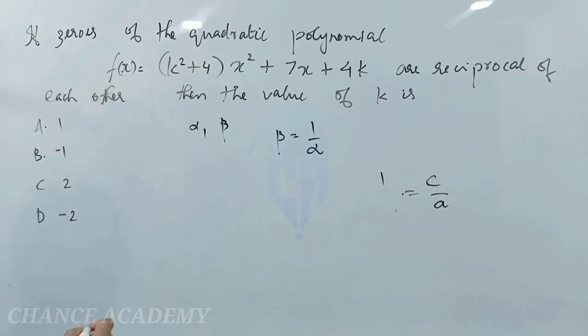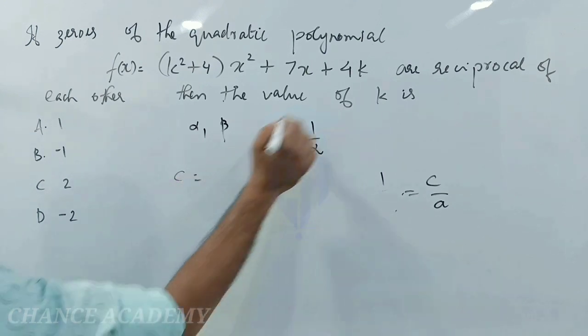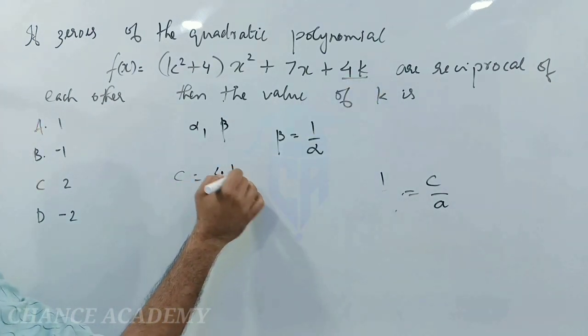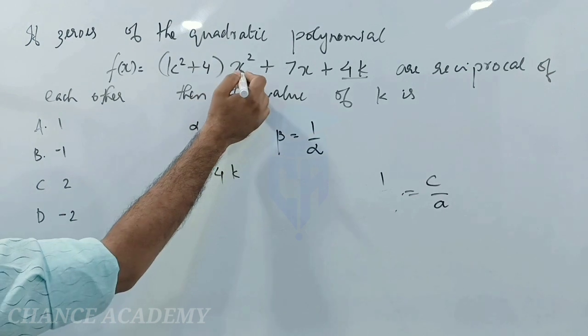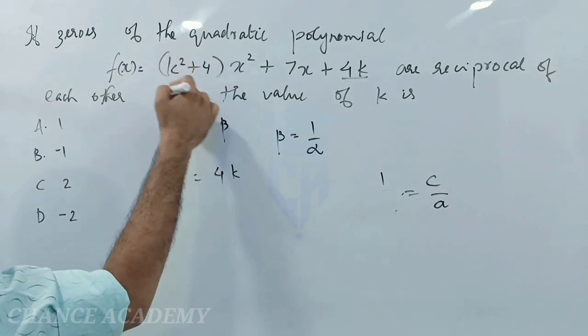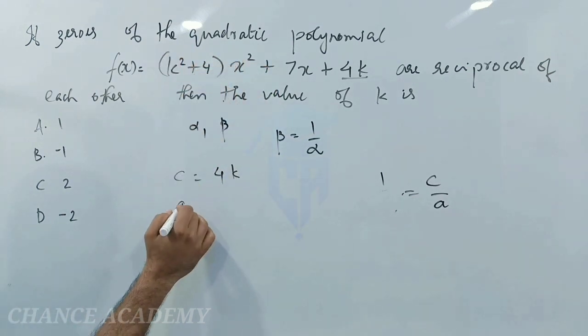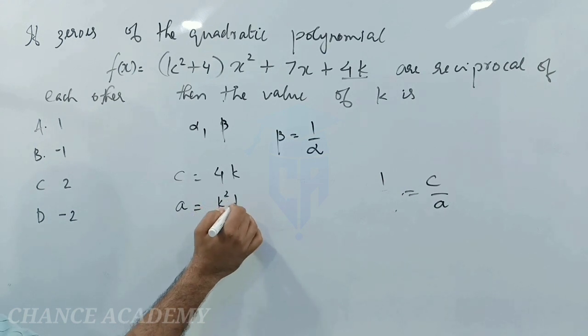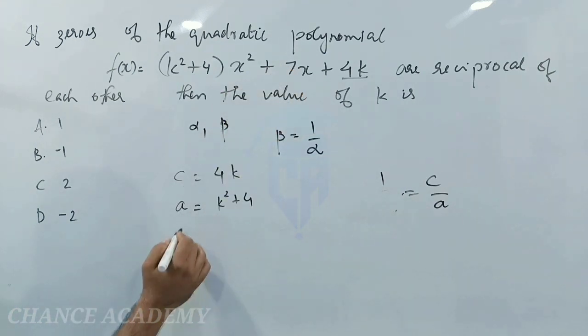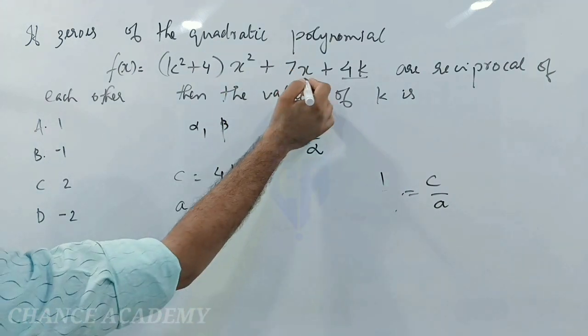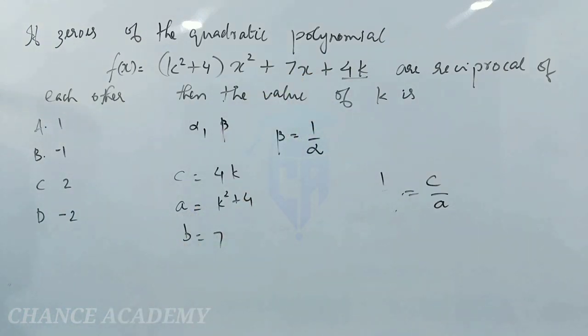So from this polynomial f of x, you can find the values for c and a. C is equal to 4k. The value of c will be 4k. And the coefficient of x square, all the terms coming along with x square, can be considered as a. So that will be k square plus 4. In this question, b will be 7, since it's 7x, b value is 7.